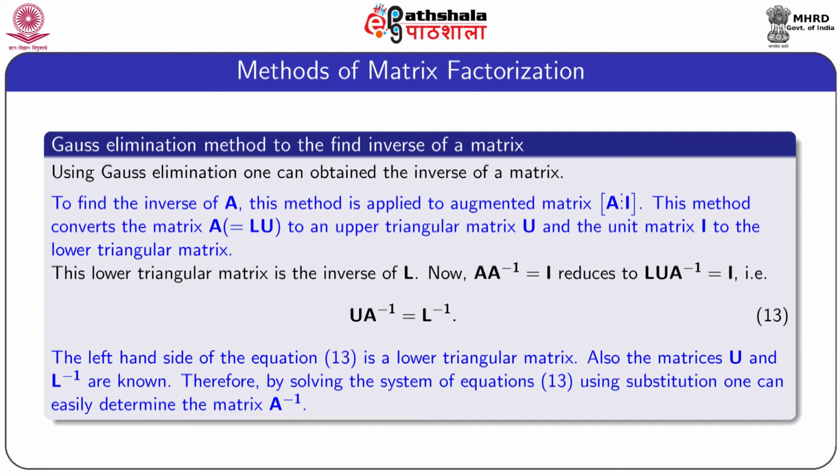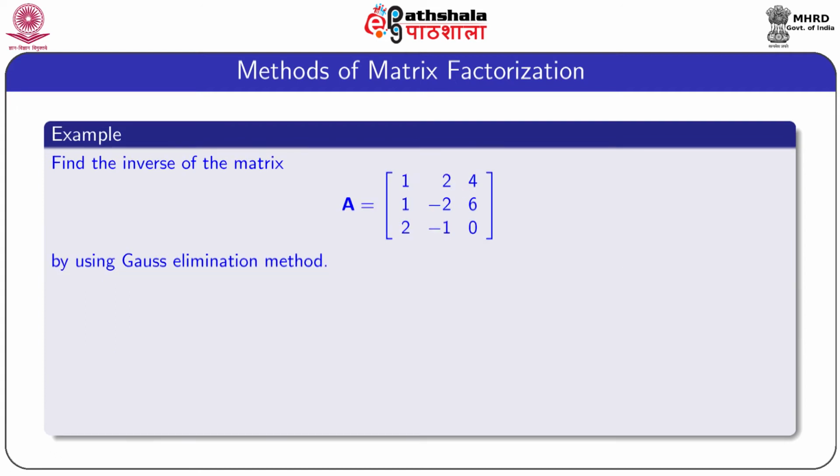The left hand side of equation 13, that means U A inverse, is a lower triangular matrix. Also the matrices U and L inverse are known. Therefore, by solving the system of equation 13 using substitution, one can easily determine the matrix A inverse. This method is illustrated by considering the following example.